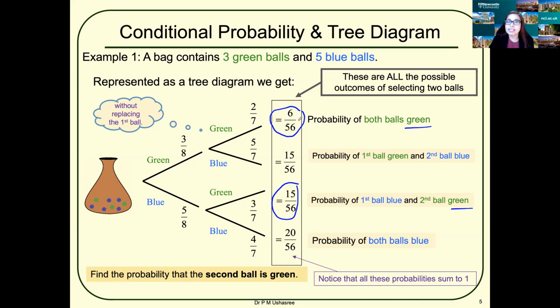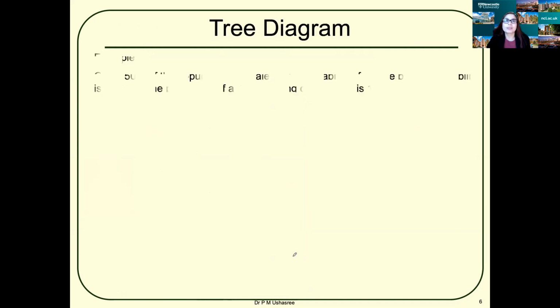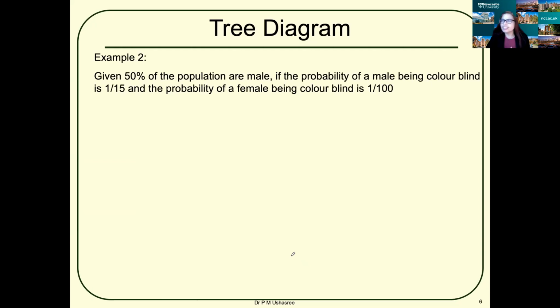So what is the probability of picking the second ball as green? It is 6 by 56 plus 15 by 56, because there are two possible ways to do that. And what do you get? 6 by 56 plus 15 by 56 is 21 by 56, and you can simplify it to be 3 by 8. So that's how you do problems, especially for conditional probabilities. Now let's see something more which you use in biology or other subjects.